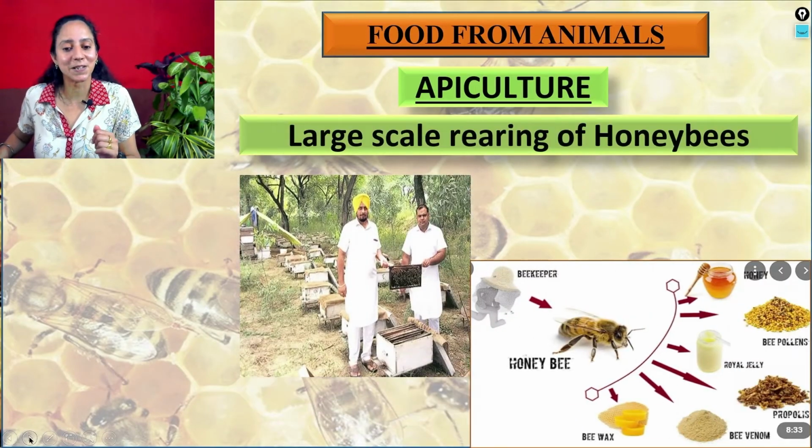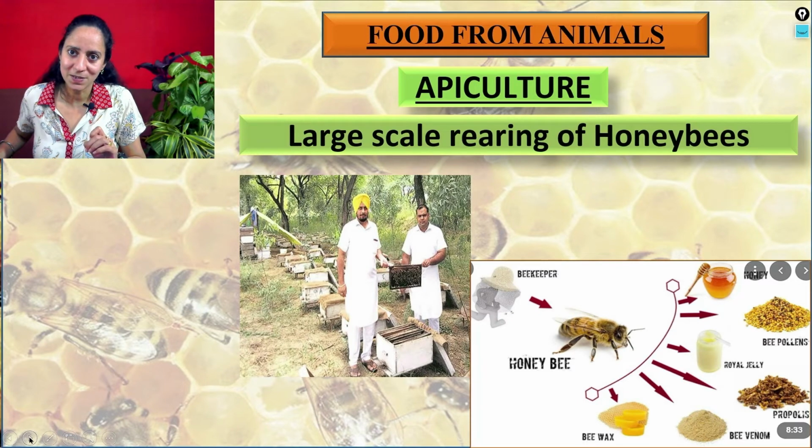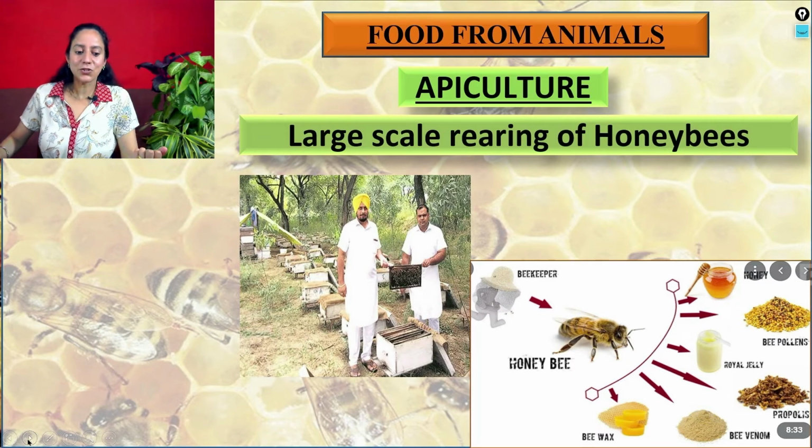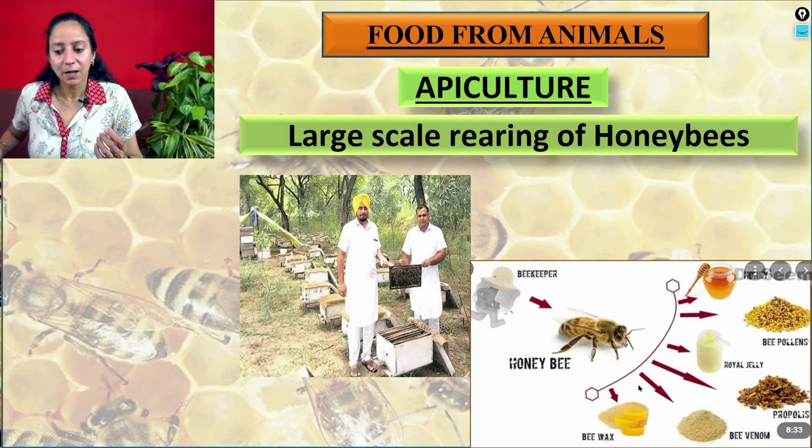Next is apiculture. Large scale rearing of honeybees. It is done by a number of farmers in their fields, and it's not only done for the production of honey but in a large number of industries like in cosmetics, medicines, to make number of other things. So this was about animal husbandry. Here you came to know that animal husbandry deals with rearing of these animals which give us milk, meat, egg, honey, etc. to fulfill our daily requirements.